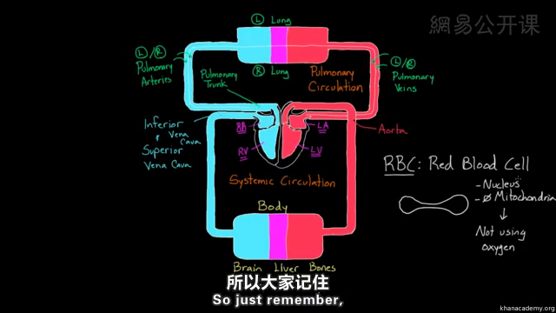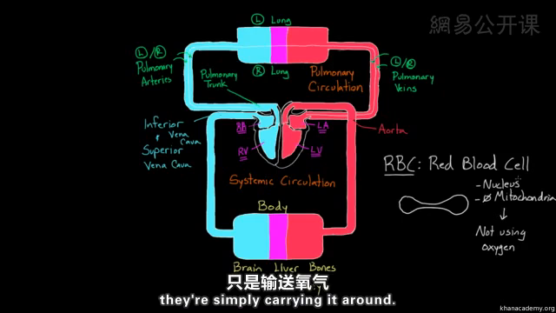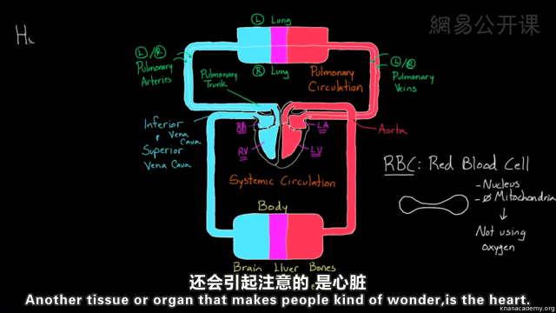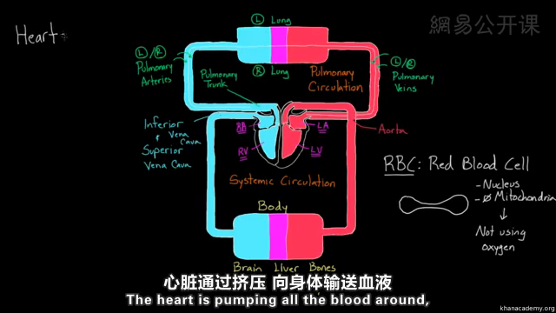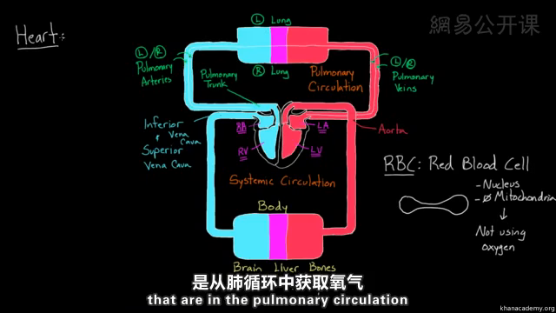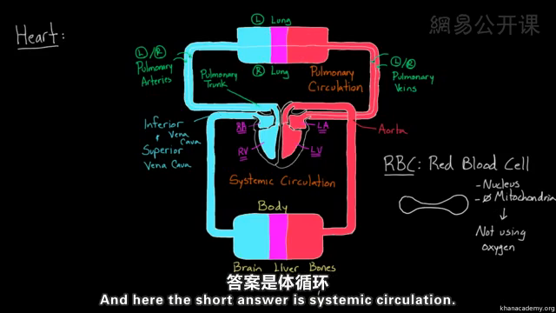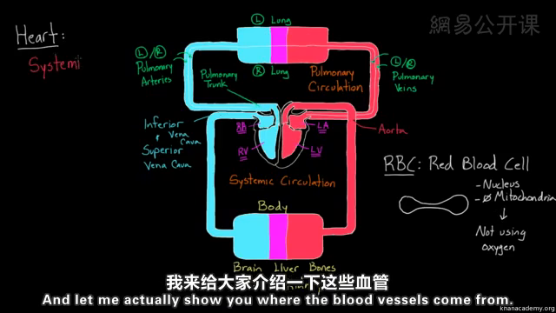So just remember, red blood cells don't really need oxygen. They simply carry it around. Another tissue or organ that makes people kind of wonder is the heart. The heart is pumping all the blood around, but does it actually get oxygen from vessels that are in the pulmonary circulation or from the systemic circulation, or what? And here, the short answer is systemic circulation. That's kind of the quick answer.